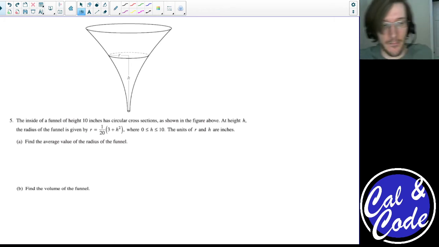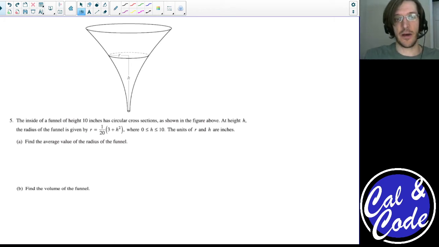So here, problem 5 is dealing with this funnel. I remember when this was a problem. I think some of our AB kids got a little scared of this problem. We've got the inside of a funnel. It's got a height of 10 inches. It's got circular cross sections all the way down. They want me to find the average value of the radius. So they've given me a function for radius in terms of height.